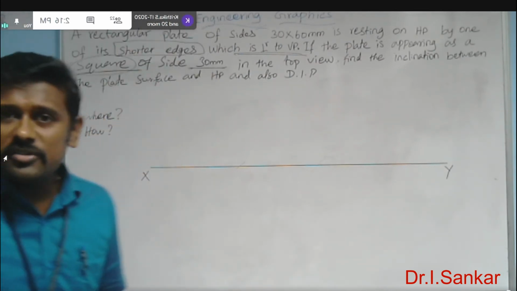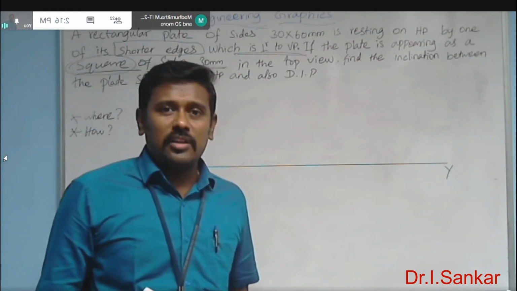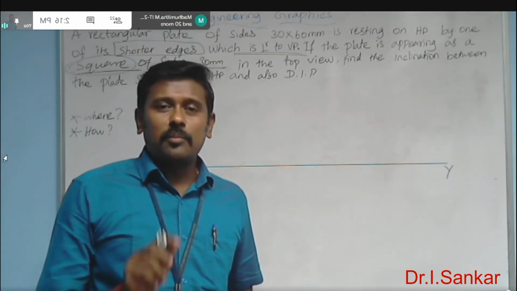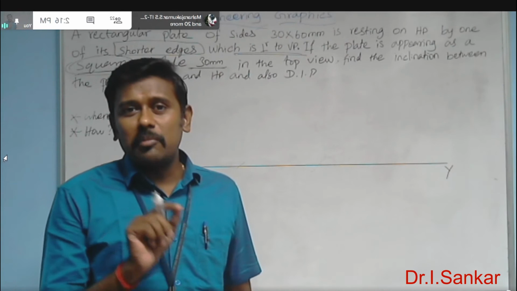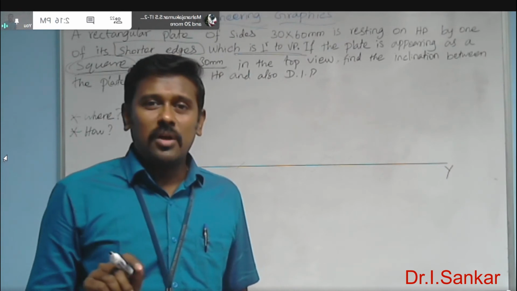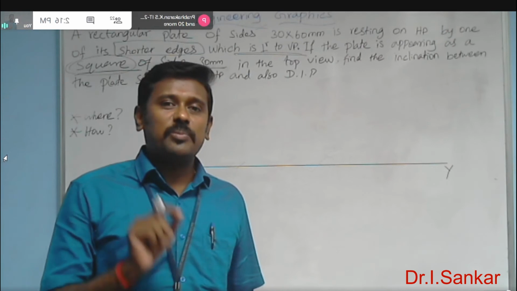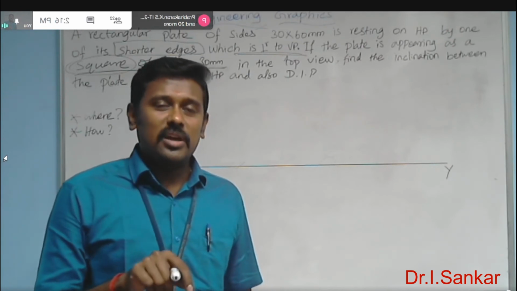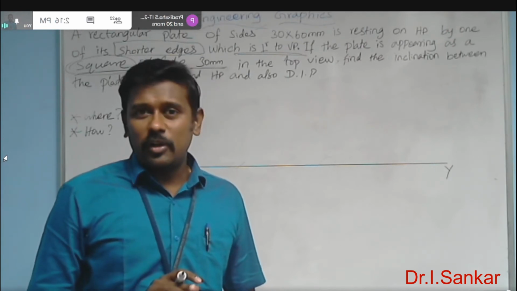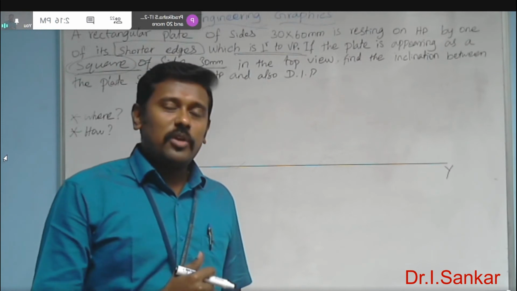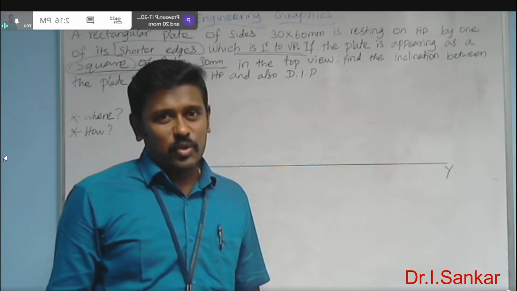And my duty is now, in the top view, I need to draw the simple top view. That is, I am going to draw a rectangle of dimension 30 mm by 60 mm, and in the meantime I have to maintain the shorter edge. One of the shorter edges should be perpendicular to the XY line, because in general it is perpendicular to the VP. So in top view I have to make it perpendicular to the XY line.